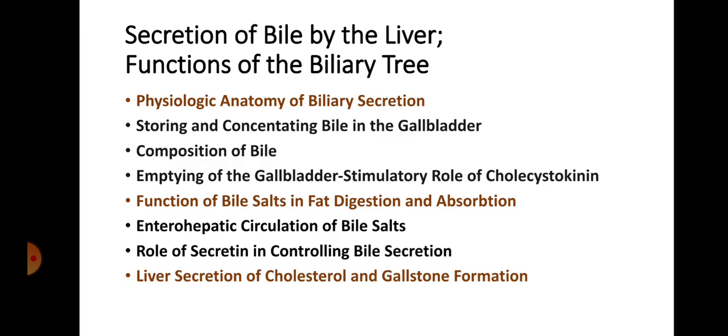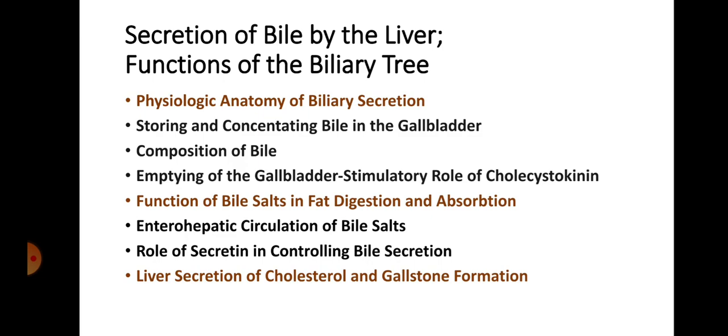This is called enterohepatic circulation: from the liver into the small intestine, from the small intestine back into the portal blood, from the portal blood into the liver, and again from the liver into the intestine. In this way, about 94% of all the bile salts are recirculated into the bile.